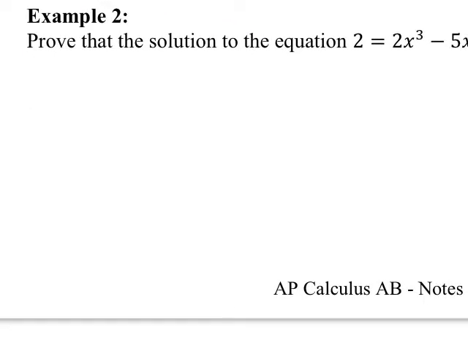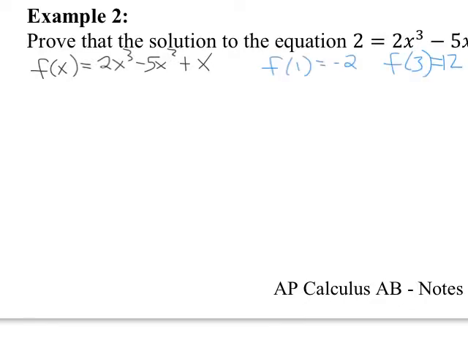We want to prove that a solution exists to the given equation on the interval 1 to 3. And let's just go ahead and state that f of x is equal to 2x to the third minus 5x squared plus x. And we can use that to prove that somewhere that function is equal to 2 on the interval of 1, 3. So go ahead and pause here, and then we'll check back. Here's a hint, you might want to check the values of the endpoints of this function.